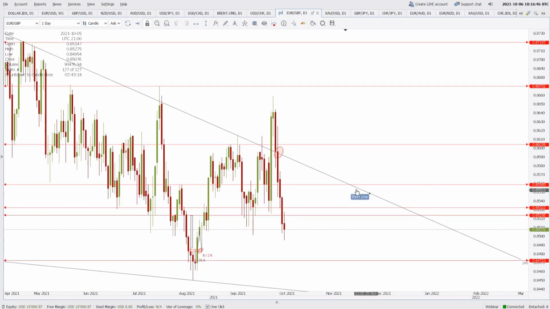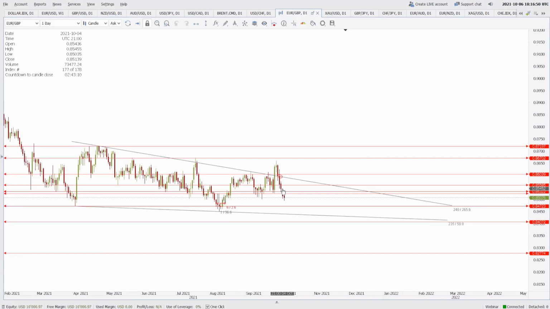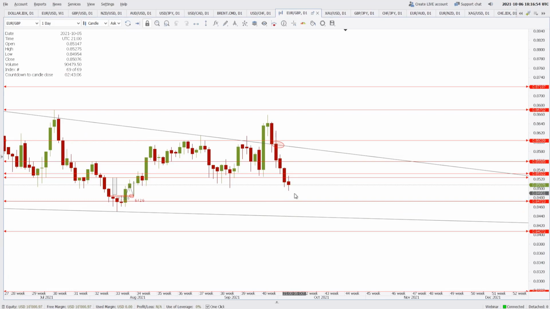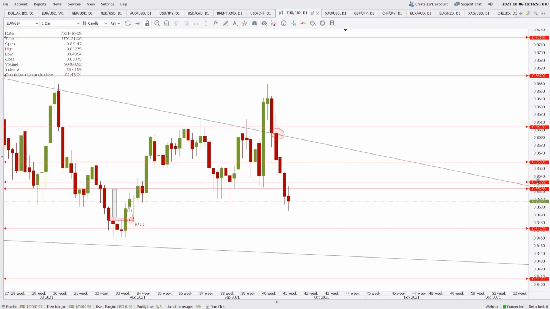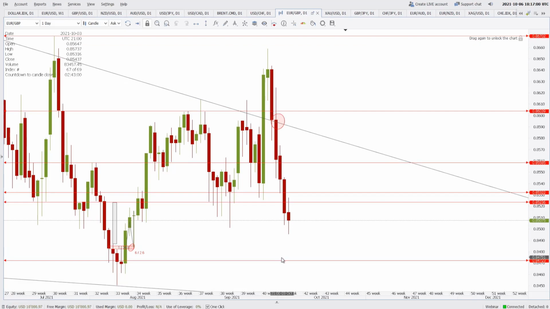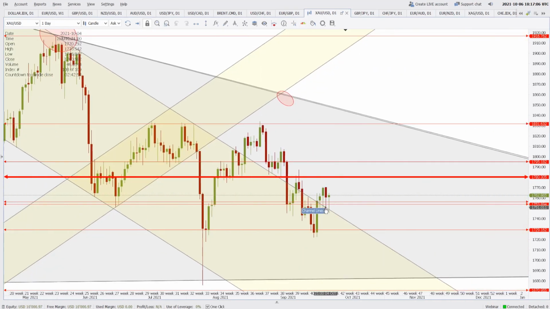But right now the price action is very bearish. Euro seems to be very bad as compared to the pound, so yes, that is why it is going down. But if you talk about the immediate support and resistance level, now 0.8472 is the support for this and 0.8523 is the resistance.